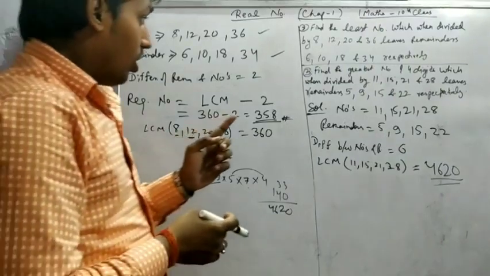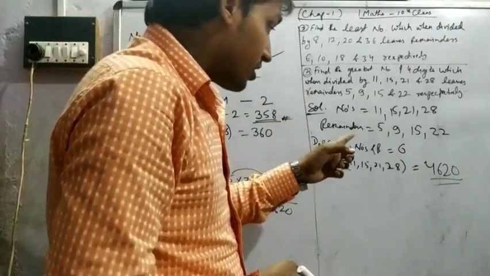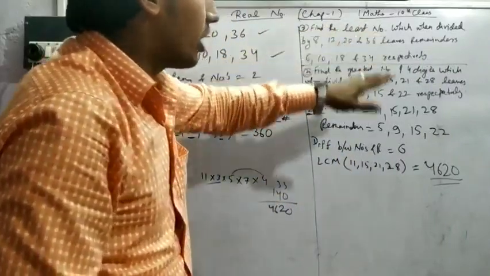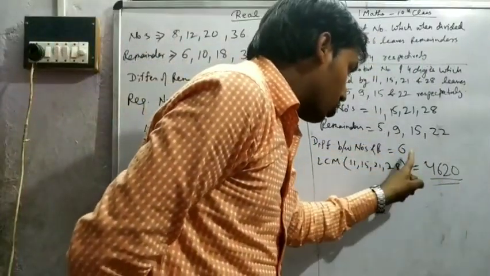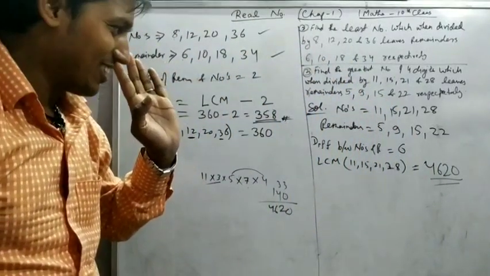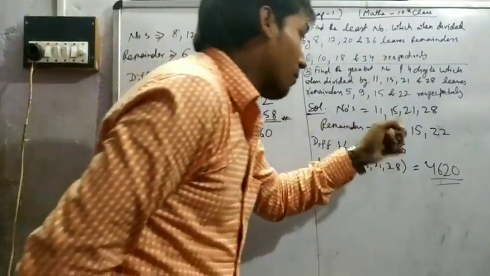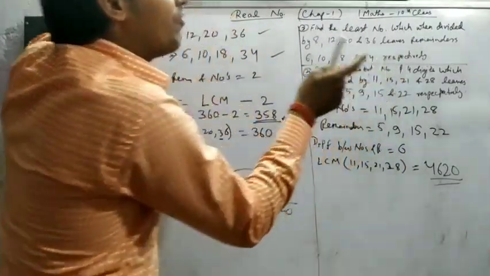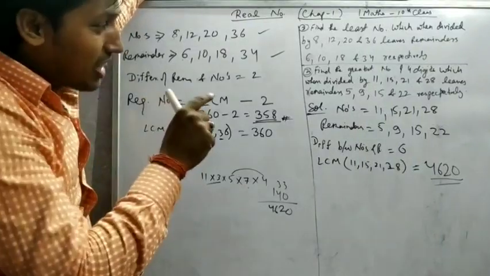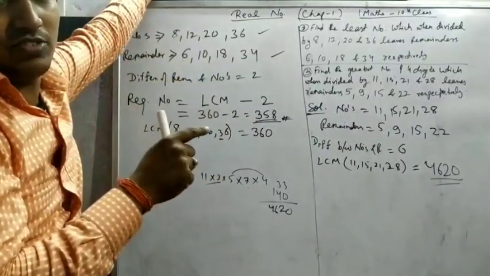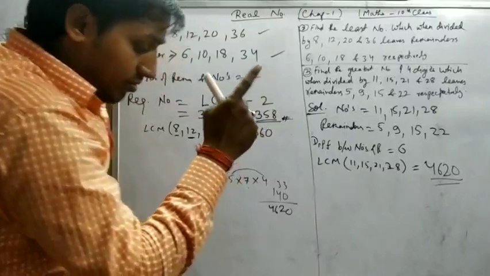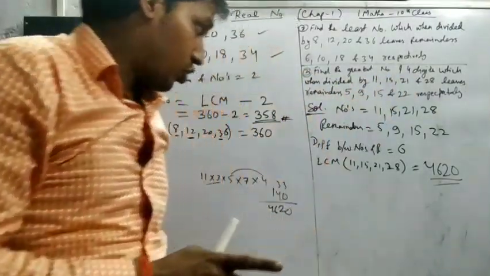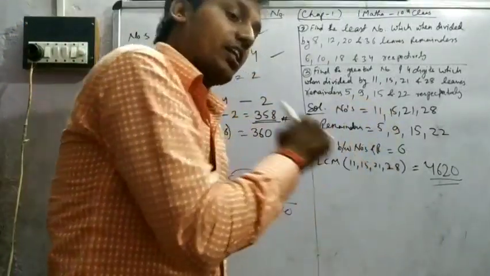So again, what is the answer? If it were only the simple question, what is the least number, the answer is 4620 minus 6. But here something is different. The question wants the greatest number of 4 digits, which when divided by these gives these remainders. So it's a 4-digit number, but not simply the least number.